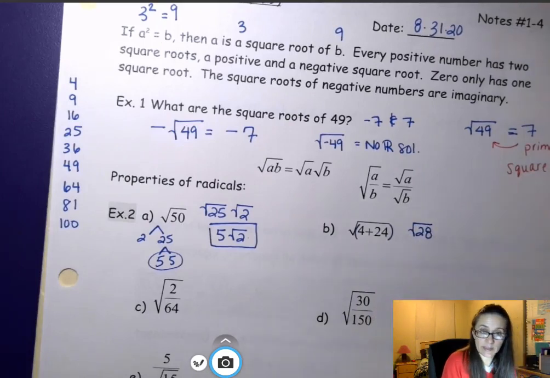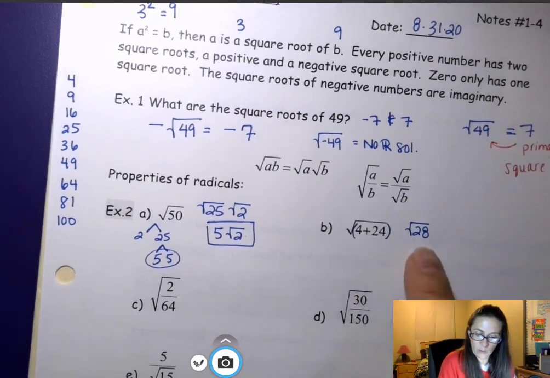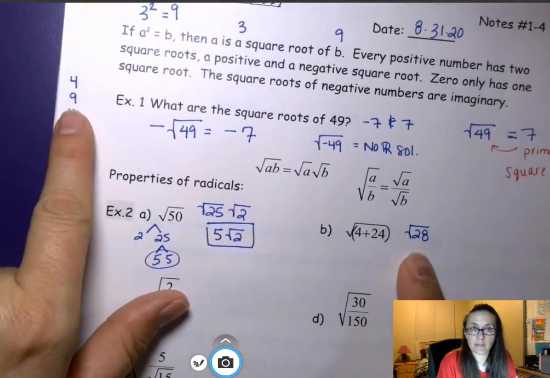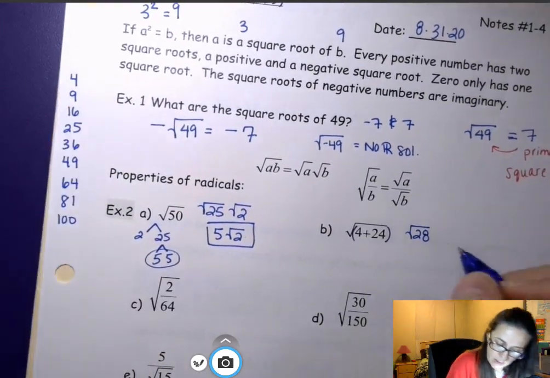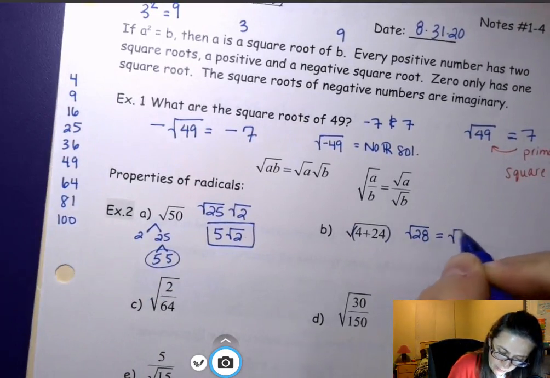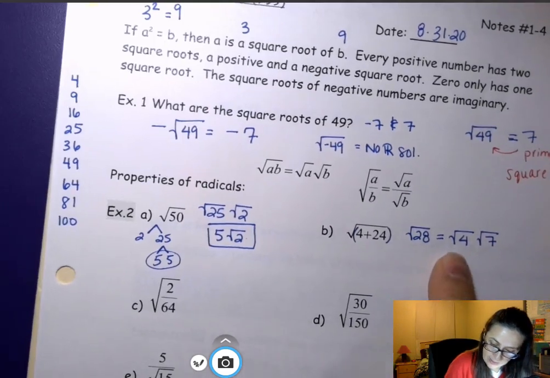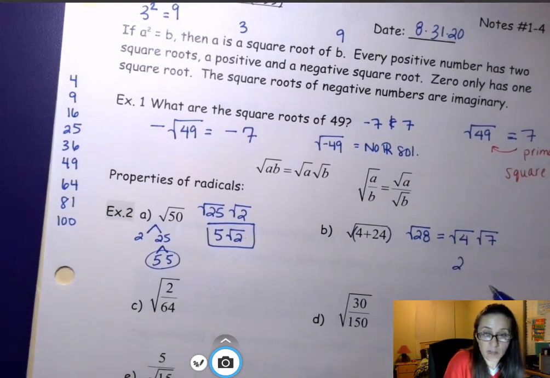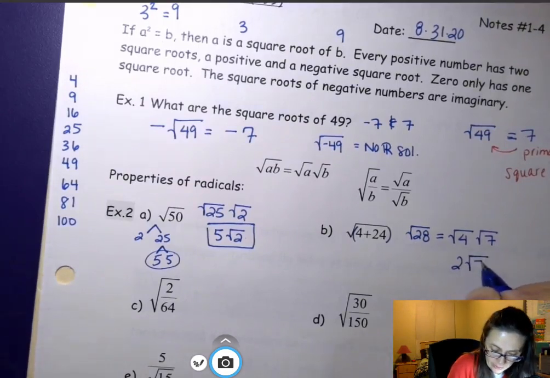Pause it. Simplify these if you can. What is a perfect square factor of 28? I check over here. The biggest one I have is going to be 4. So I'm going to rewrite this as square root of 4 times square root of 7. I can take the square root of 4, it's 2. I don't know the square root of 7. I can't simplify it any farther. I leave it under the root.